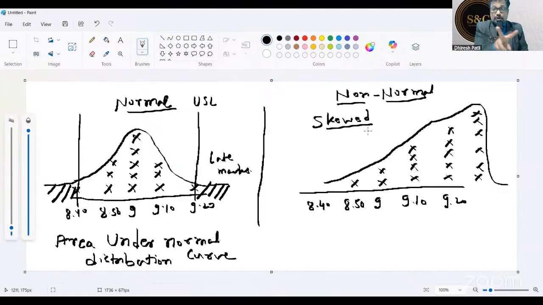In a non-normal situation, you may get a skewed distribution. Why skewed distribution? The shape of the distribution matters, because if we calculate process capability, we consider the area under the curve in the process capability. When it comes to non-normal distribution, the same rules cannot be applied on non-normal data. That's why while doing the process capability, we have to transform the data into normal distribution. And that is the topic of discussion today, called data transformation strategies. Yes? Have you understood the background of it?